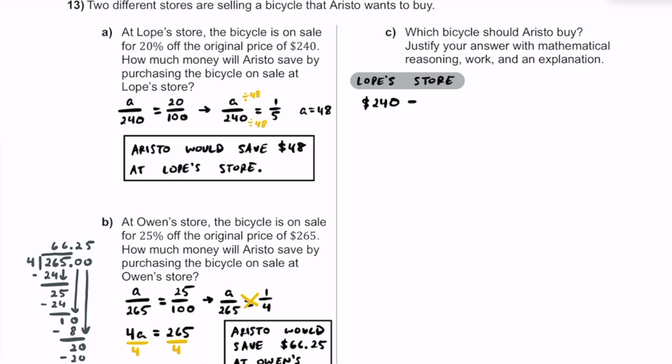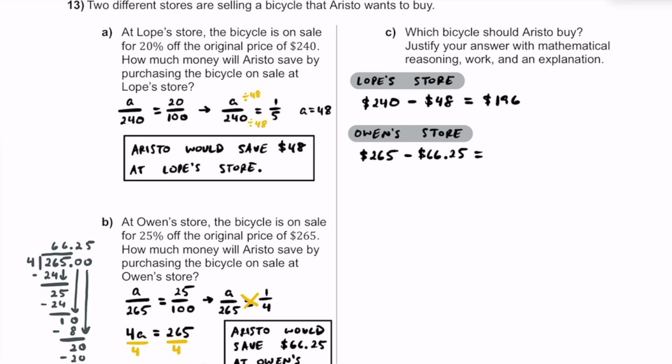But if we're going to be saving $48 with that discount, what is he actually going to end up paying? Well, if you subtract here, that's going to end up being $196 for that bike. At Owen's store, we knew the original price was $265. The discount we found out was going to be $66.25. So it was more expensive, but the discount was also a higher percentage and a greater amount of money. Let's see if this comes out to being more or less.